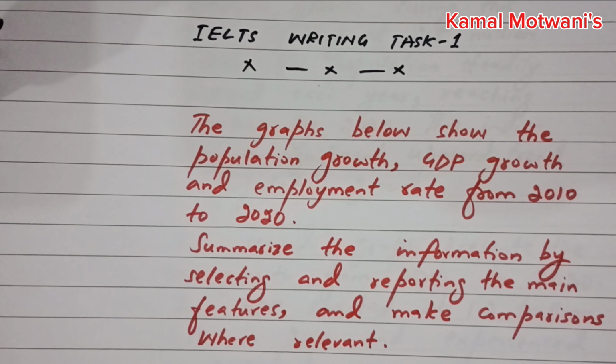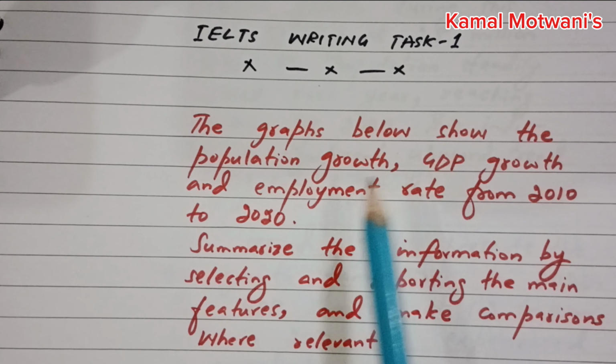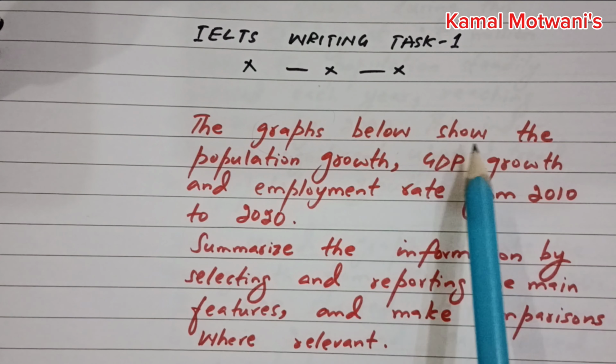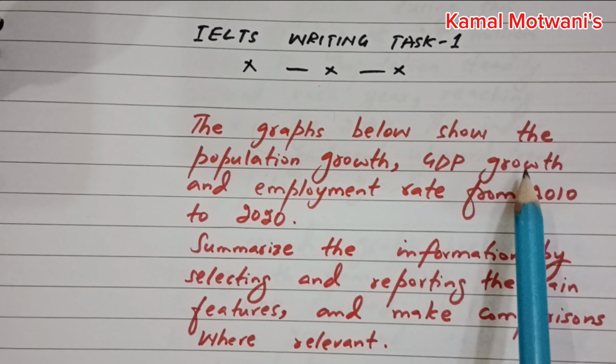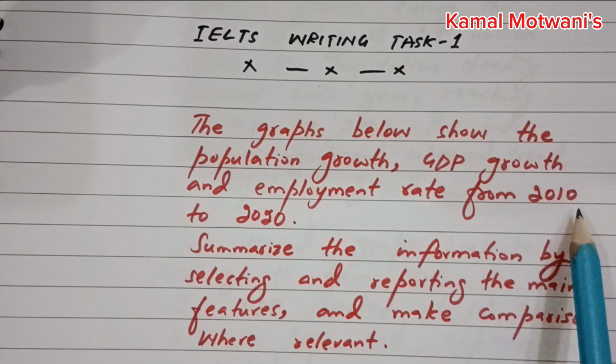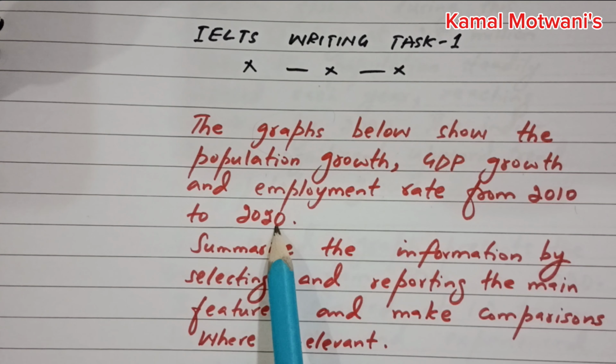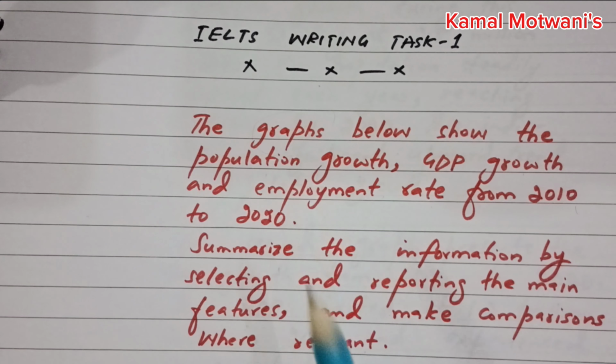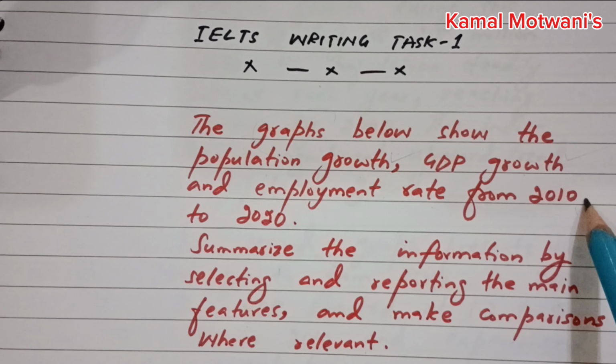Okay, so here is the statement. The graphs below, graphs means there are multiple graphs, show the population growth, GDP growth and employment rate from 2010 to 2020, means this is a decade, 10 years period. Summarize the information by selecting and reporting the main features and make comparisons where relevant. Means there are three graphs shown. One is pertaining to population growth, another is related to GDP growth, and third one is related to employment rate, and they show a period of a decade.